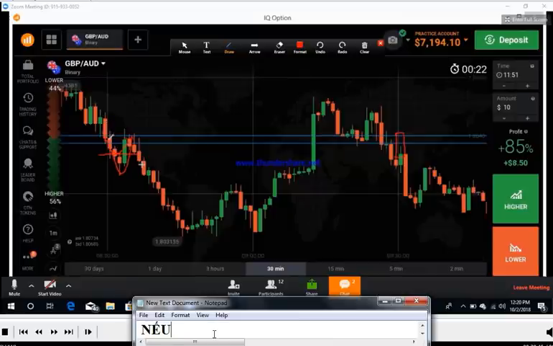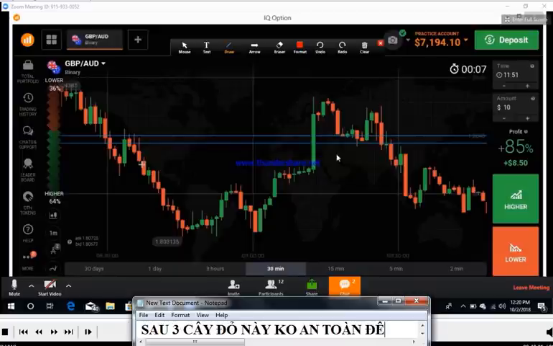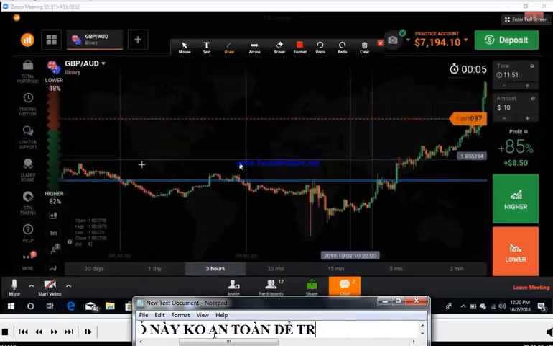I think there are some three or four candles difference here. So we can trade on this candle after this candle. It's not a problem. Okay, just wait, I will show you.